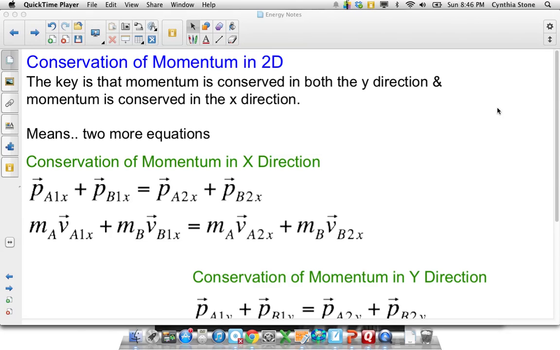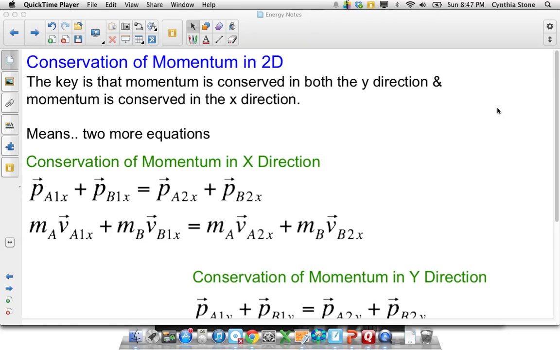Grade 12 University Prep Energy and Momentum Unit, looking at two dimensions. This is the idea that sometimes things don't just hit head on. Sometimes they come at an angle, and certainly in your Crokinole lab, they will be on angles, okay?